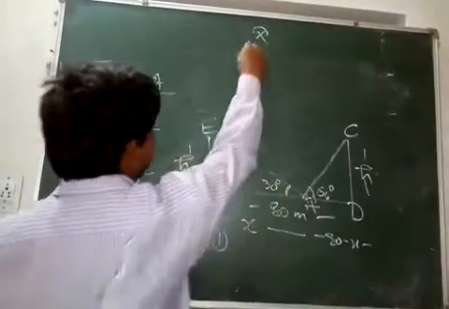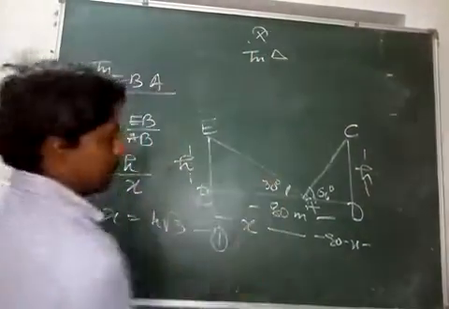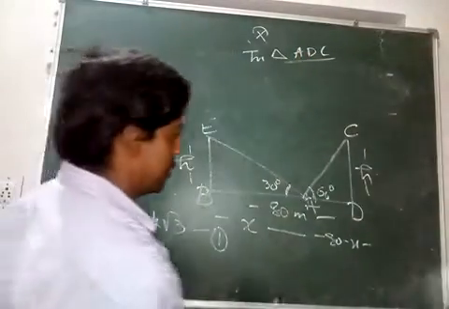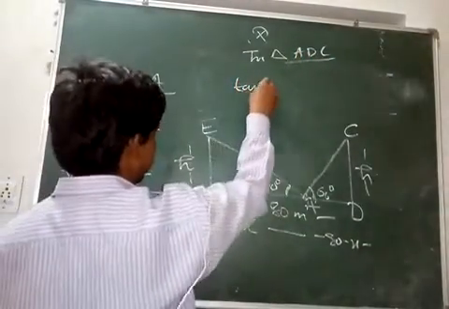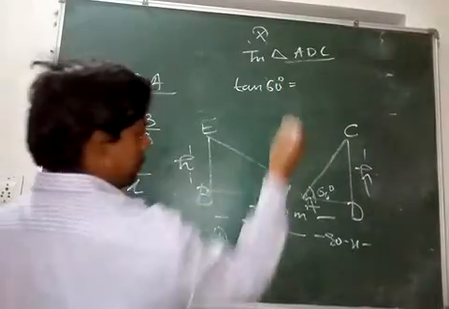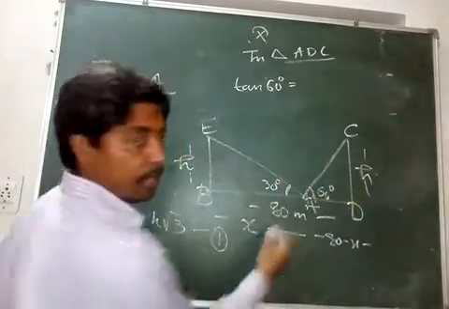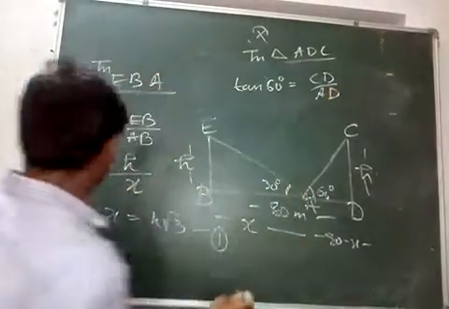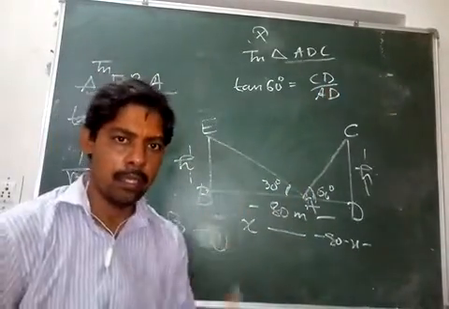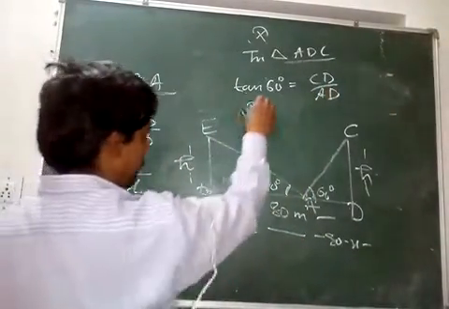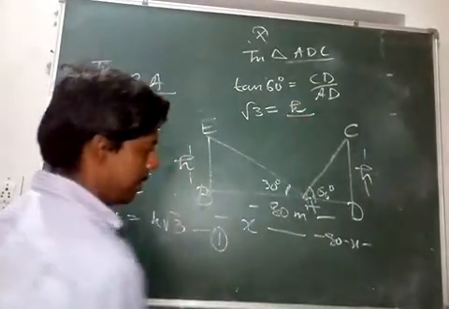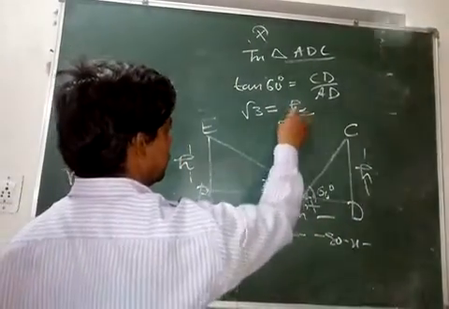So in triangle ADC, what I am getting is tan of 60 degrees is equal to CD upon AD. And now you know what is tan of 60 degrees? Root 3. So root 3 equals CD, which is H, upon AD, which is 80 minus X.